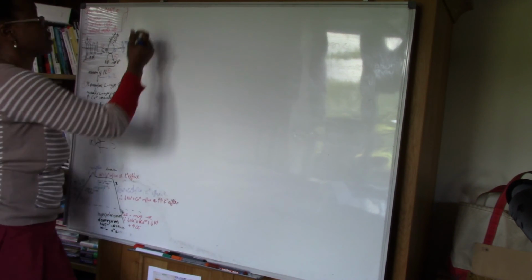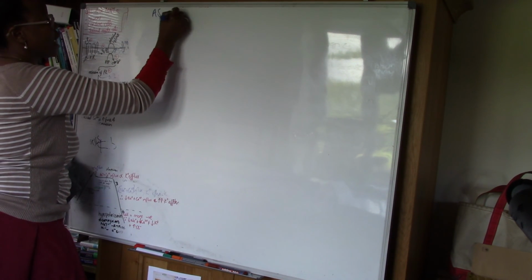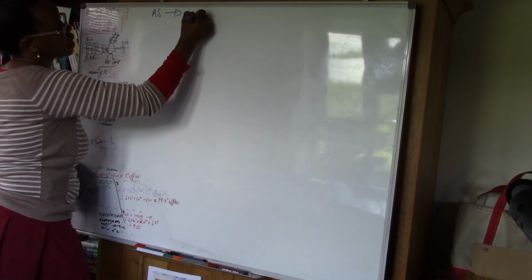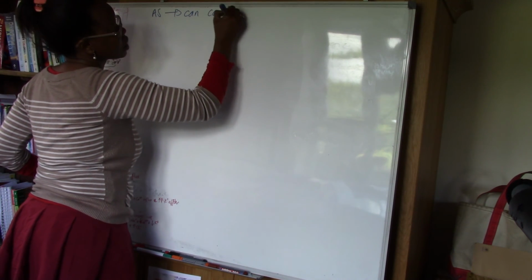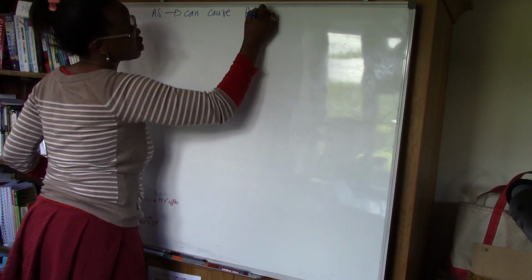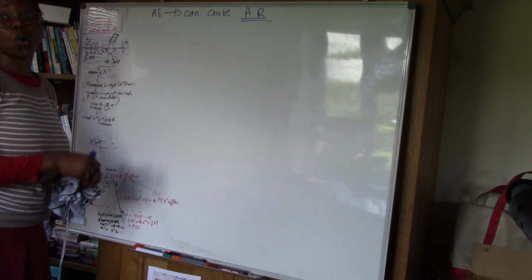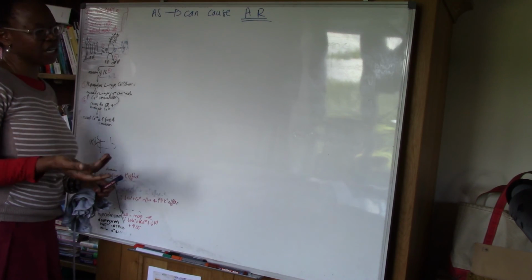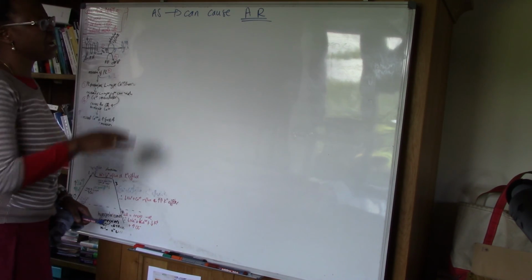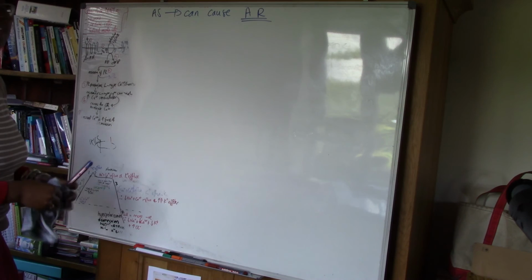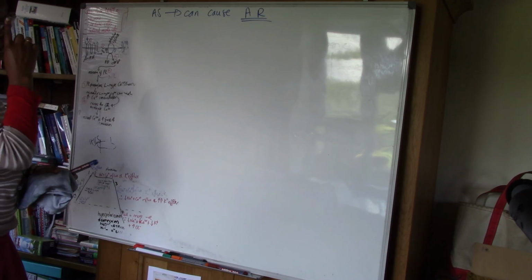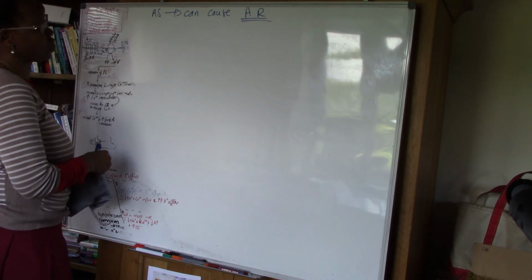Ankylosing spondylitis, AS, can cause aortic regurgitation. It's one of the major causes of aortic regurgitation, which is why I thought a recap of aortic regurgitation might be useful in this section.